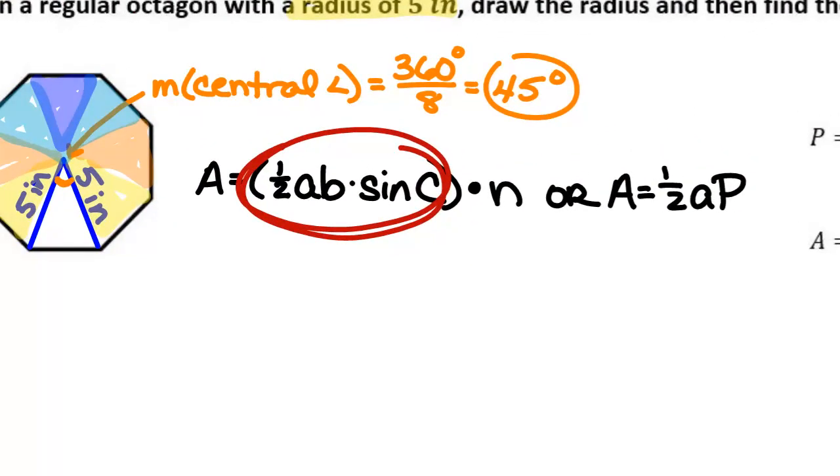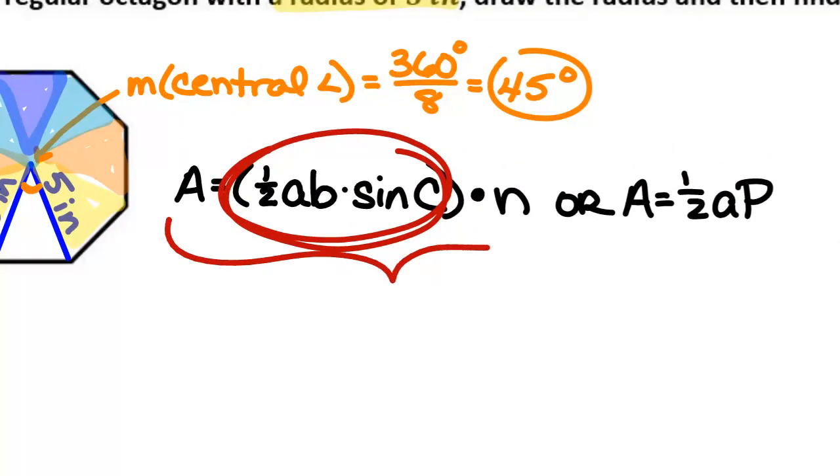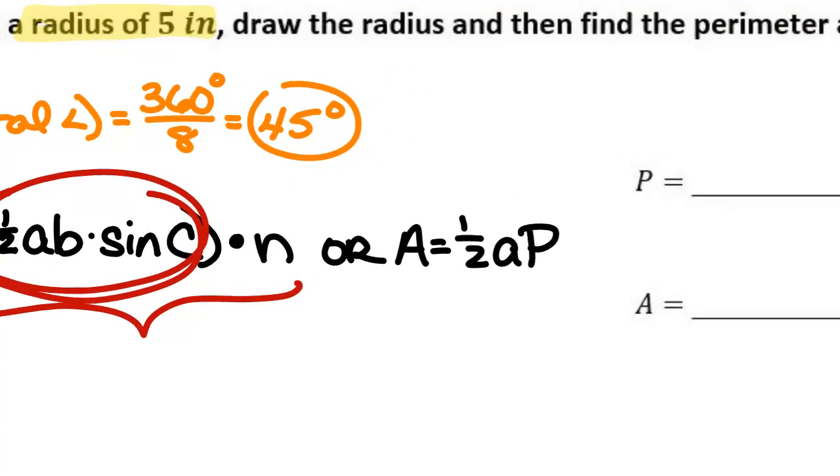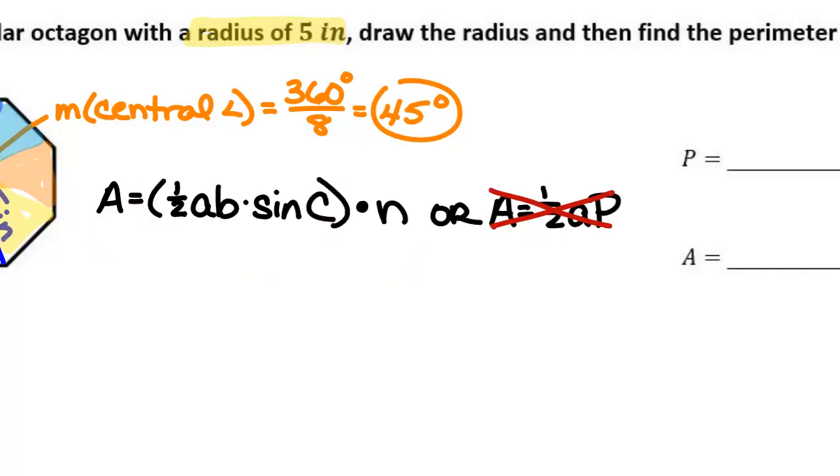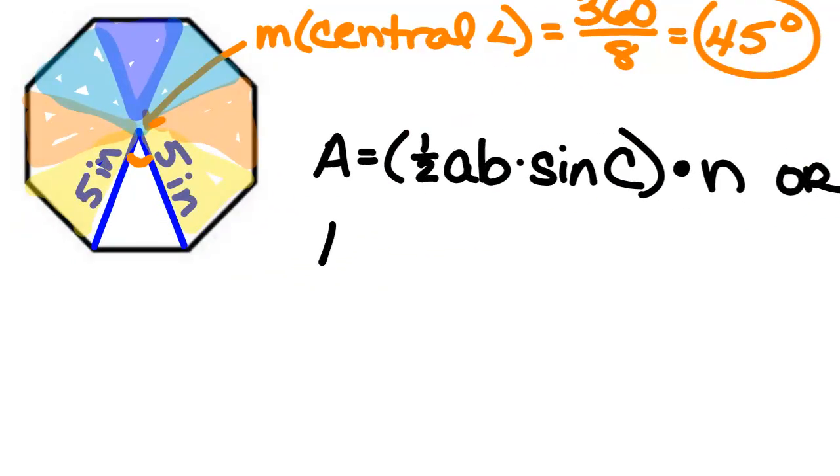So for this particular problem, I feel like this formula would be the easier one to use since I don't know the apothem or the perimeter yet. You could use 1/2 apothem times perimeter, but you're going to have to calculate both the apothem and the perimeter first using SOHCAHTOA. We're going to have to use SOHCAHTOA to find the perimeter in a minute anyway, but you would need to do SOHCAHTOA a second time to find the apothem.